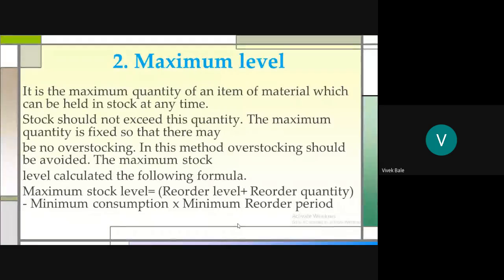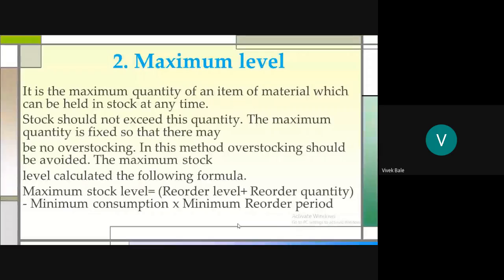Why I am telling all these points should be considered is because once you are purchasing a huge quantity of material, that is the maximum quantity of material for your production, different factors may affect your price, quality, quantity, and the supply of goods. So therefore, all these points should be taken into account before fixing the maximum level.